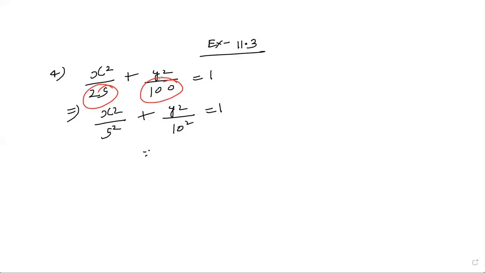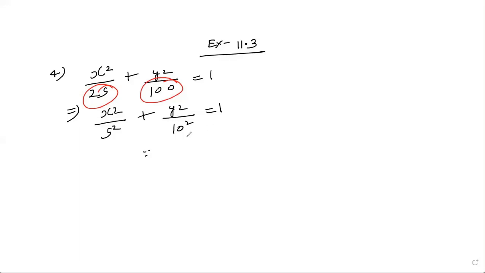So that means if the denominator of x square is less than the denominator of y square, it's the second form. And if the denominator of x square is bigger than the denominator of y square, it means it's the first form. Because we always have to keep in mind that A has to be bigger than B, because A is the major and B is the minor. So keeping that in mind, we are going to decide.